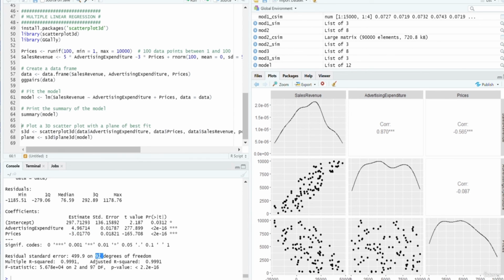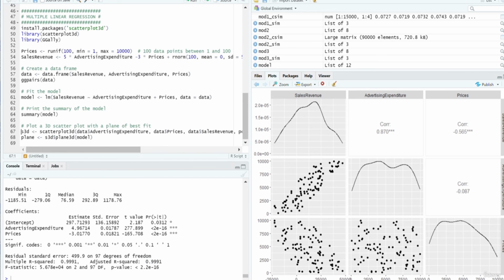And it uses 97 degrees of freedom because remember, we have 100 observations. We take off 1 for the intercept, 1 for advertising expenditure, and then now another for prices, and we get down to 97 degrees of freedom for our t-distribution. And our adjusted R-squared is really high, even when adding in that explanatory variable and adding in that penalty for it. It actually still winds up giving us a better predictor of sales revenue. And this is a really good model. Granted, it's synthetic data, so I hope it's good.